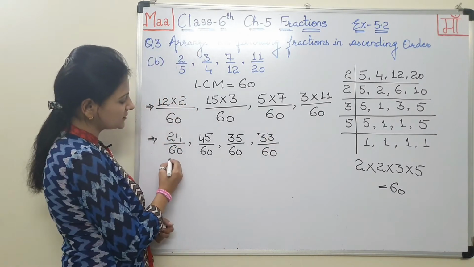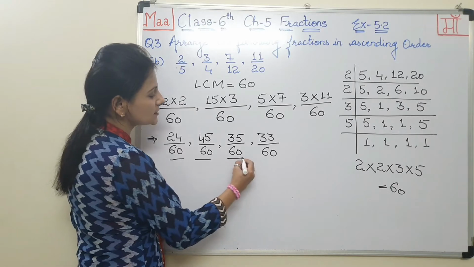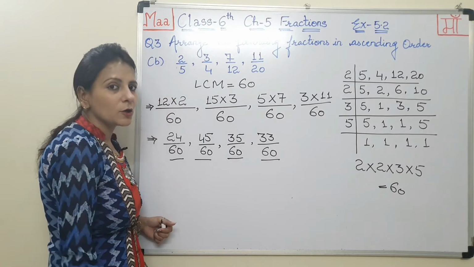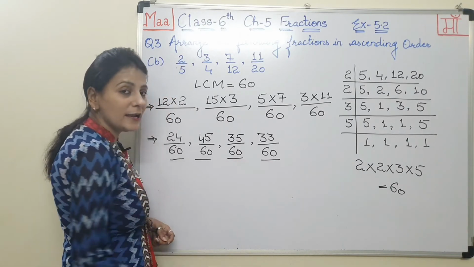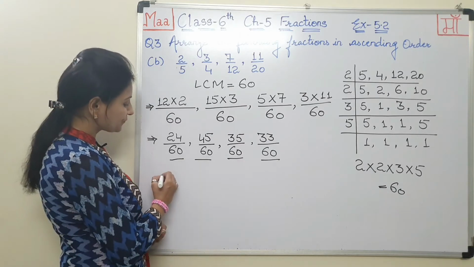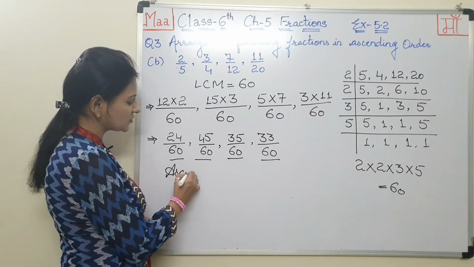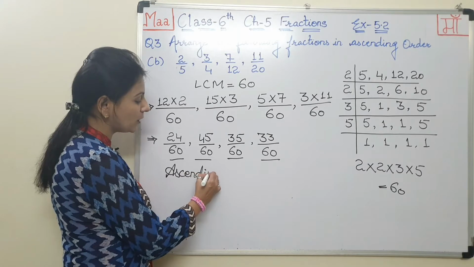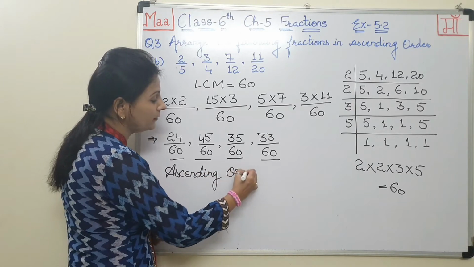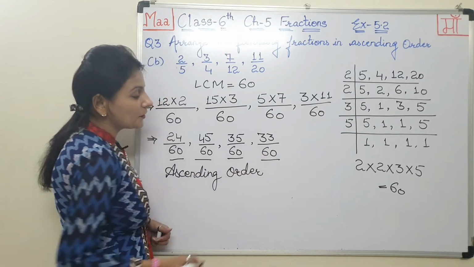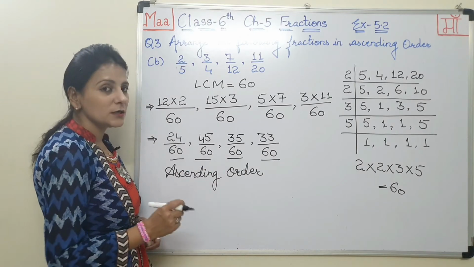Now see students, we got 60, 60, 60, 60 in the denominator. That means we got the like fractions now. Once we get the like fractions, then it is very simple to arrange them in ascending or descending order. So right now we have to arrange these fractions in ascending order.